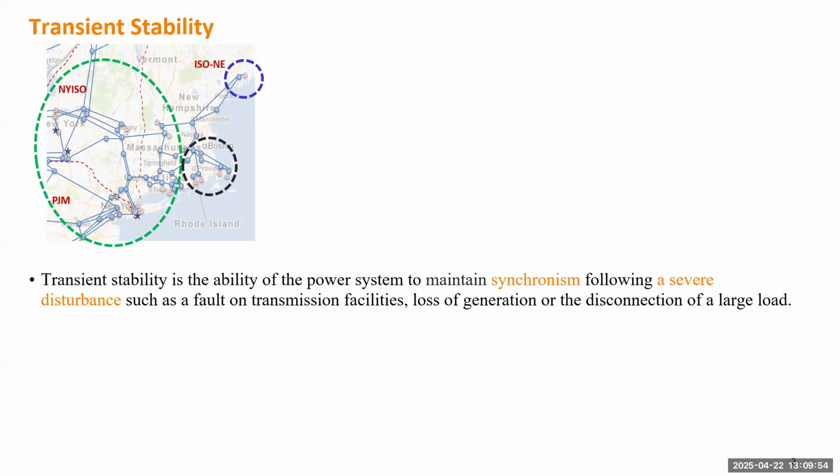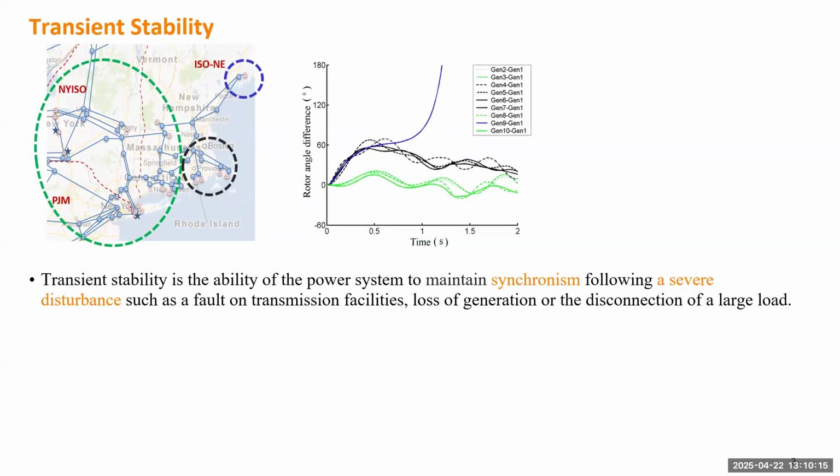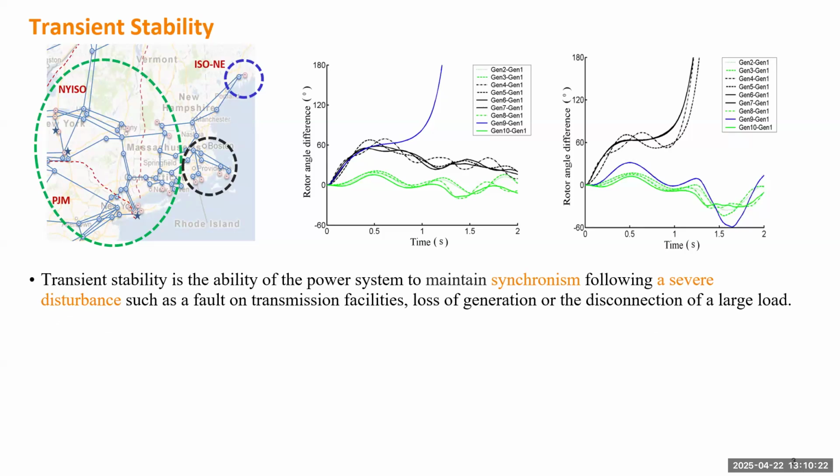So synchronism is critical for any power system to maintain transient stability. Even after a severe disturbance, which can be any outage of a transmission line, generators, or maybe disconnection of a large load. So this is one case when the system loses transient stability. You see one generator that becomes out of step.